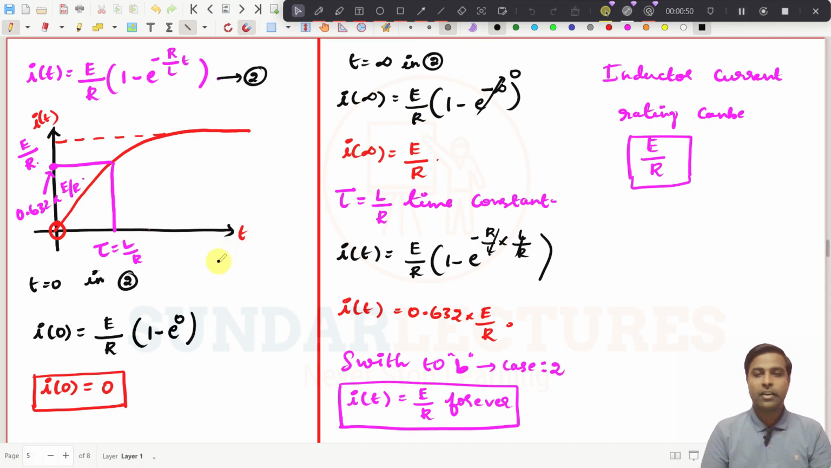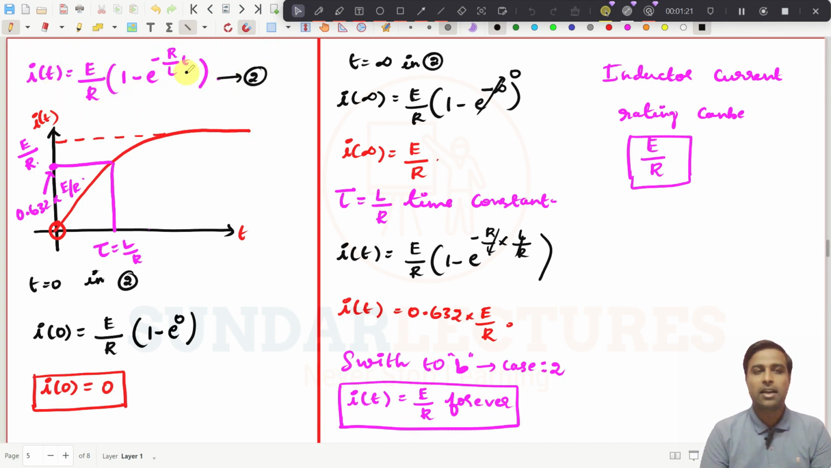Now, what will be the voltage in the inductor? This is the current curve, and we know that it will start from 0. At t is equal to 0, it will be 0. At t is equal to infinity, we will get E by R value, right? And I have already told you, it will not take infinite time to get E by R current. It may take 1 or 2 tau to get the value of E by R, right? Now we try to find what is the voltage across the inductor.